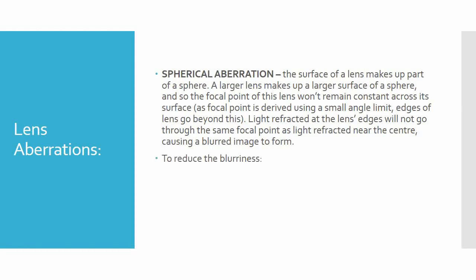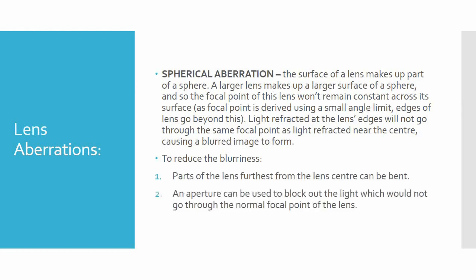To reduce the effect of this, either the parts of the lens furthest from the lens's centre can be bent, or an aperture can be used to block out the light which would not go through the normal focal point of the lens, reducing the blurriness of the image.